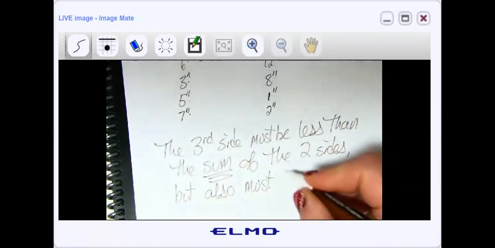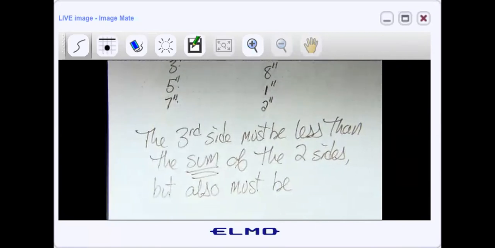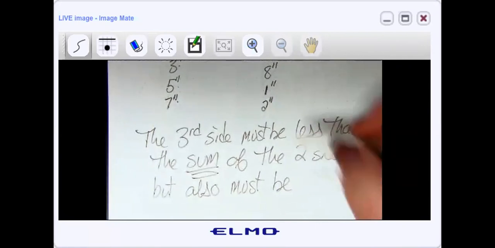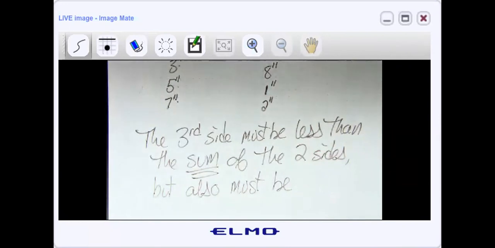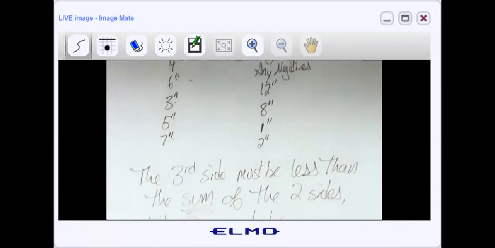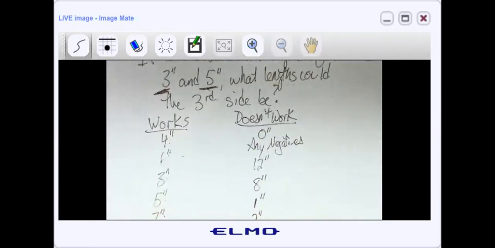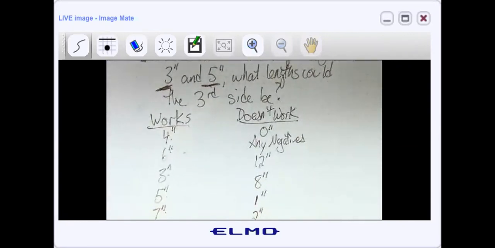But also must be, so there's another part to this, right? Because we can't go too small. 1 inch and 2 inch didn't work, but 3 inches worked. So Haley, what did you say about that other side? Anything less than 3 doesn't work. Yes. Okay. So you're kind of right. I think we just have some unique numbers. Here, I'm going to tell you what the rule is, unless anybody has another guess for the other side.